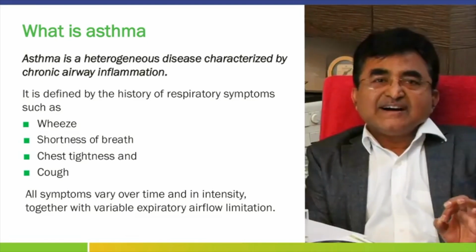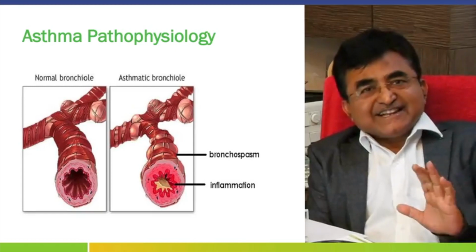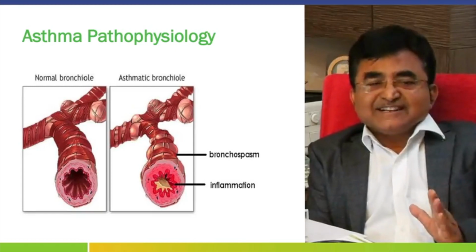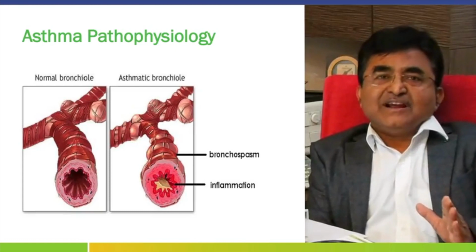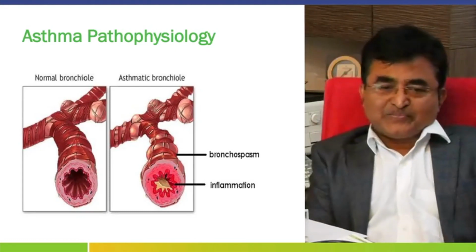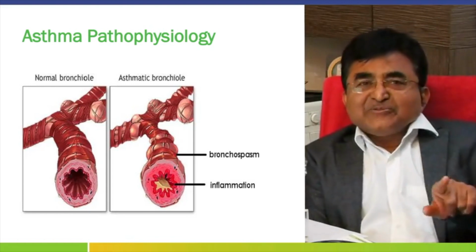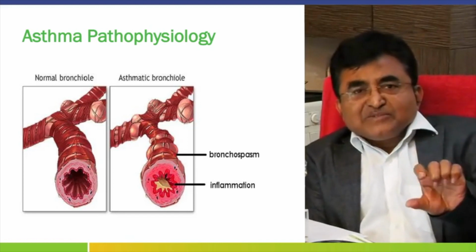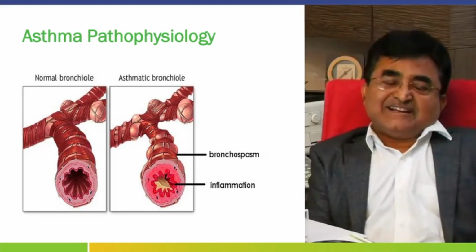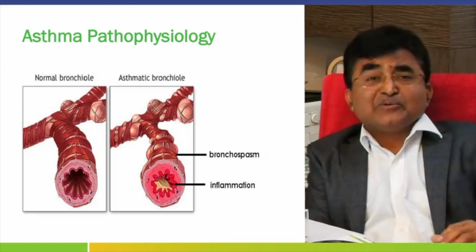So one should know the definition of asthma very well. If we see in this slide, on the left hand side we see the normal bronchiole, and on the right hand side we see the asthmatic bronchiole. So asthma is characterized by narrowing of the airway, constriction of the muscles of the airway, and inflammation. So these three factors are very, very important.